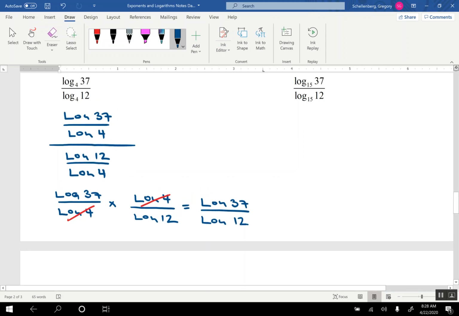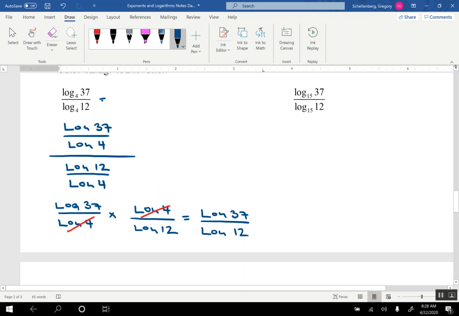Okay, so I'm just going to rewrite that up here. This is log 37 divided by log 12, and those two expressions are equal to one another. The bases of the two logarithms on the right, you don't see them, so we can assume that they are 10. So log base 4 of 37 divided by log base 4 of 12 is equal to the log of 37 divided by the log of 12.